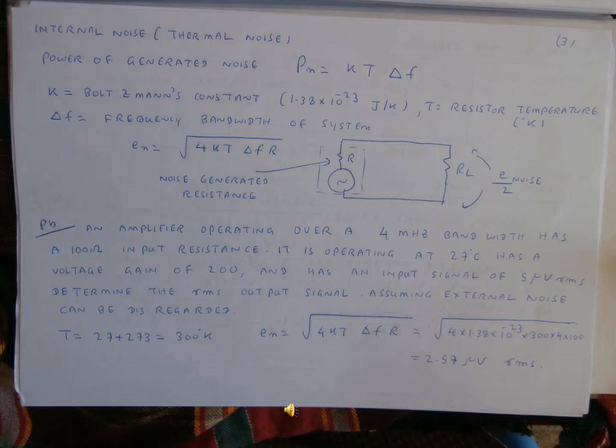Firstly, we convert the temperature to Kelvin. The original temperature of 27 degrees centigrade is added to 273, so that we get 300 degrees Kelvin. And then we can also calculate the voltage carried by the noise. The equation is the square root of 4kT delta F R. So the square root of 4 multiplied by 1.38 multiplied by 10 to the power minus 23 multiplied by 300 multiplied by 4 MHz multiplied by 100. Then we get 2.57 microvolts RMS. So this is for the amplifier calculation.